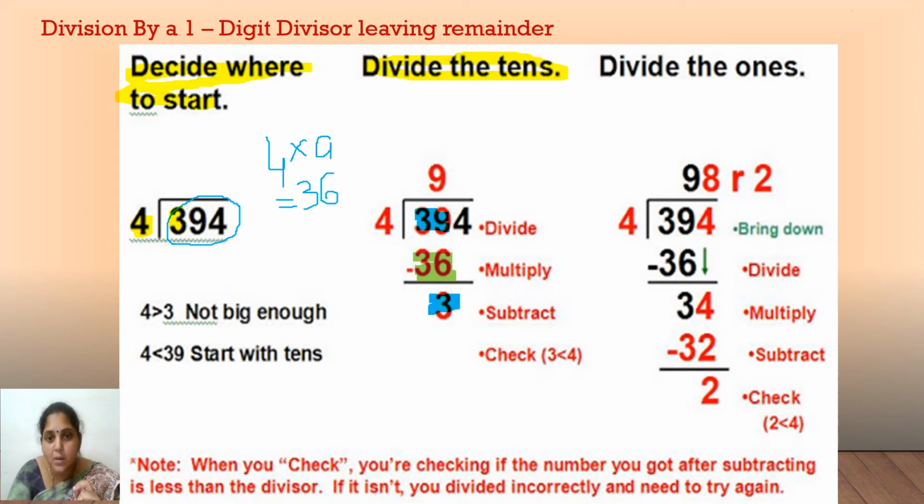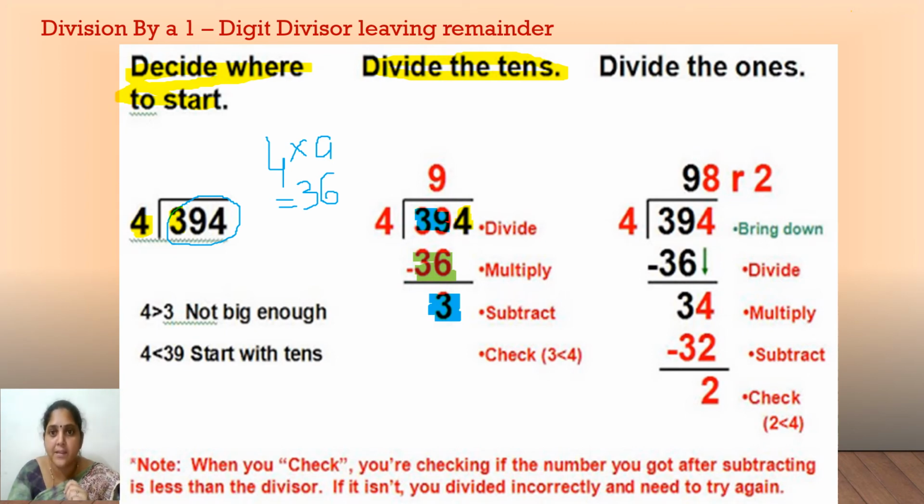Now again you do comparison. 3 is less than 4. Now I have to take a decision once again. Now what I have to do? I am left with one more number here. What is that number? It is 4. 4 is in which place? It is in the ones place. So I have to bring that ones place digit down and join it with the remainder.